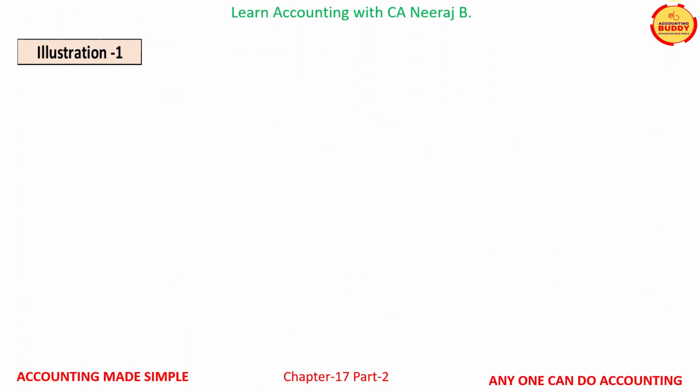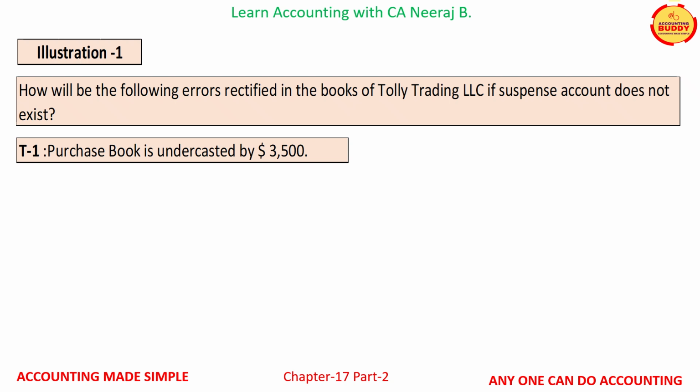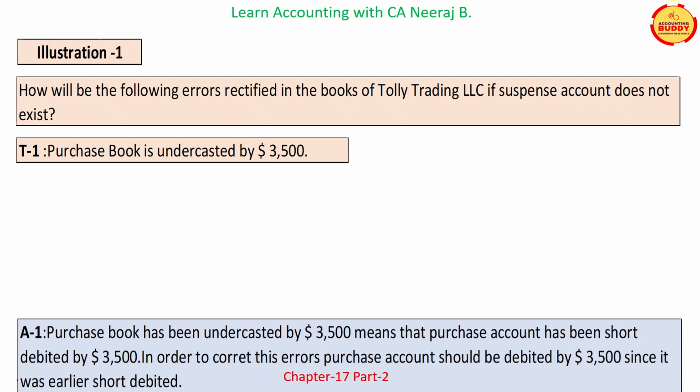Let us further understand one-sided error with an example. How will the following errors be rectified in the books of Tolly Trading LLC if suspense account does not exist? Error T1 is purchase book is undercasted by $3,500. Let us understand this error.